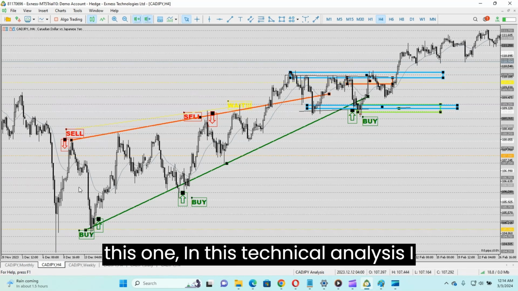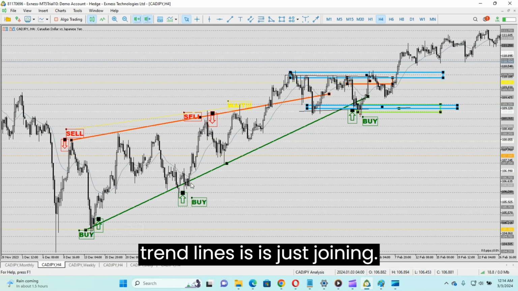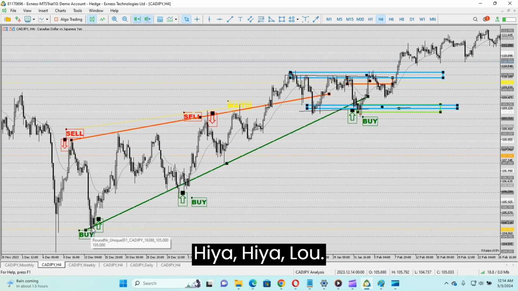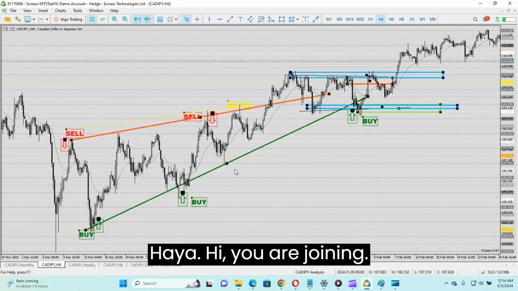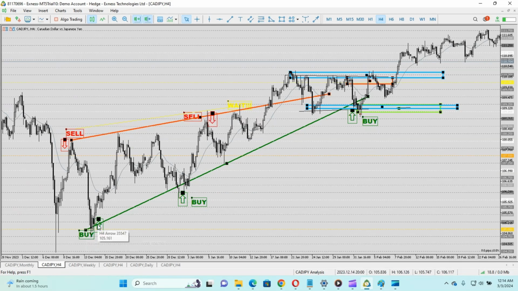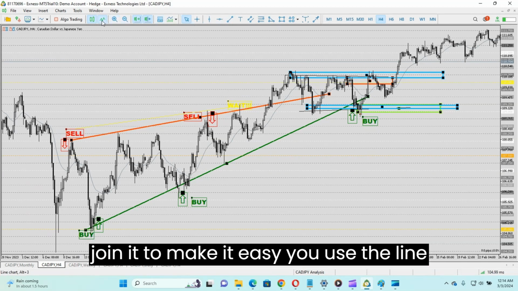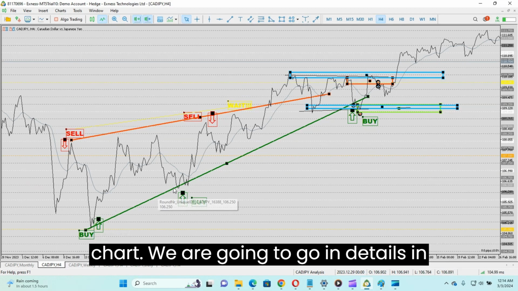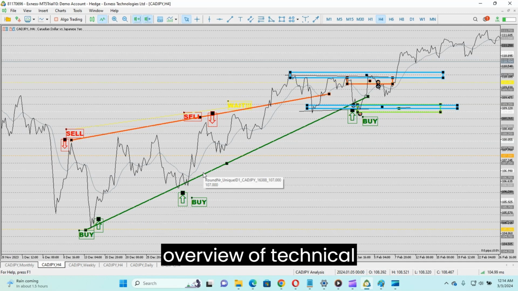Now you see in this technical analysis, I made use of trend lines. You see the trend lines is this, just joining those higher high, higher low, higher high, higher low, higher high. You are joining the bottoms, and to make it easy, you use the line chart. We are going to go into details later; this one is just my overview of technical analysis.